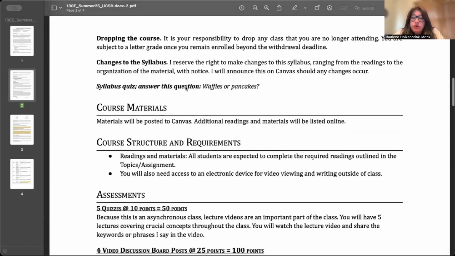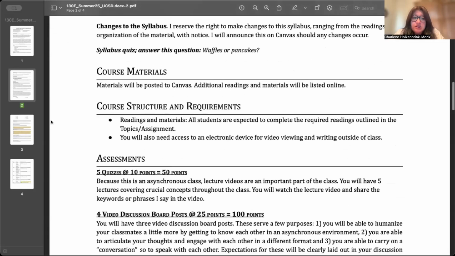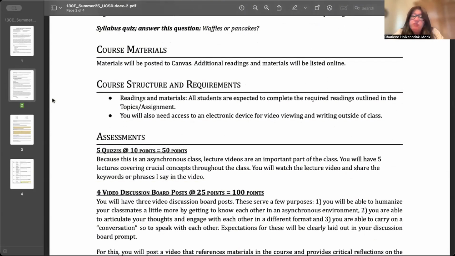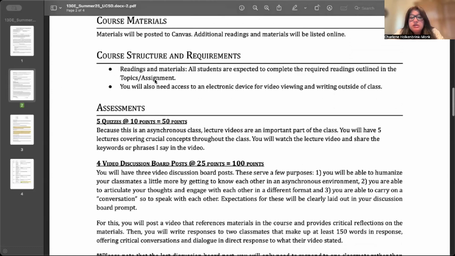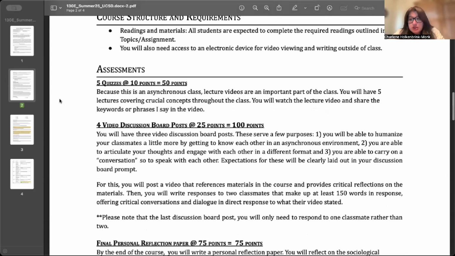With that, this is the first question to the syllabus quiz, which you'll see is listed there for you in Canvas. Materials we post to Canvas, you'll notice that there is not a required book. That's because everything that is available to you, anything that you need to read, is available to you on Canvas. So make sure you do your readings and that you have access to an electronic device to be able to view videos and complete your work outside of class.